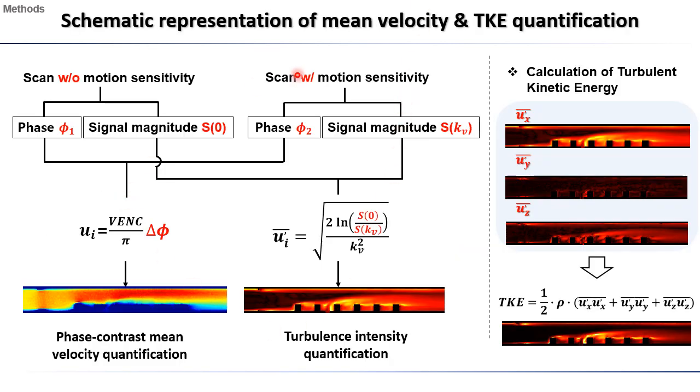The following is the schematic representation of mean velocity and TK quantification using MRV. As you know, mean velocity measurement by PC-MRI is based on the phase difference. However, for TKE measurement, S0 and SKV represent signal magnitude without and with motion sensitivity. Next, using the difference of these two signals, which is the signal loss, turbulence intensity in the x, y, and z directions can be directly calculated through this equation.